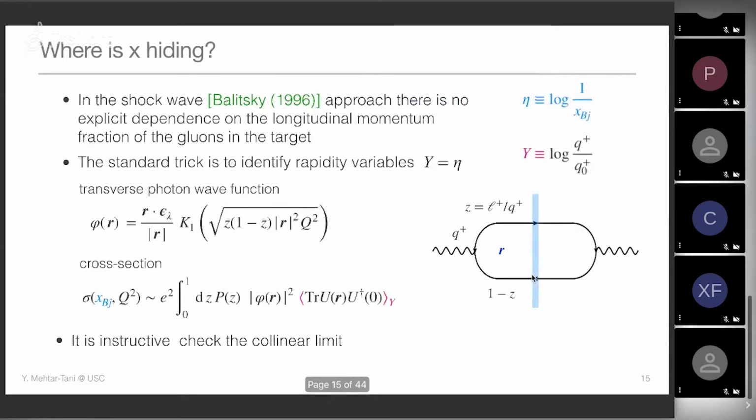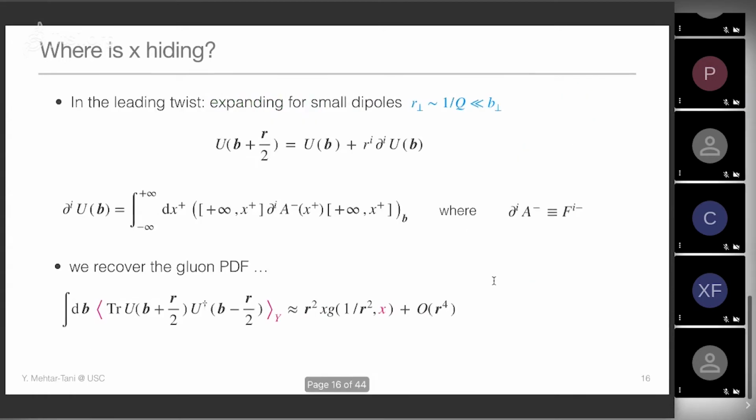So how do I do it? Well, Q squared goes to infinity, and Q squared is conjugate to R. So Q squared goes to infinity, meaning R goes to 0, meaning the dipole goes to infinitely small transverse sizes. And what should be done now is to simply expand in gradients for small r. If you do that, the Wilson line, which is measured at a certain impact parameter plus the dipole size, you just expand it. You have a gradient expansion, and you have this derivative of the Wilson line that appears.